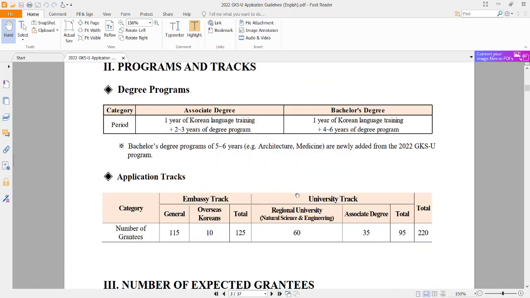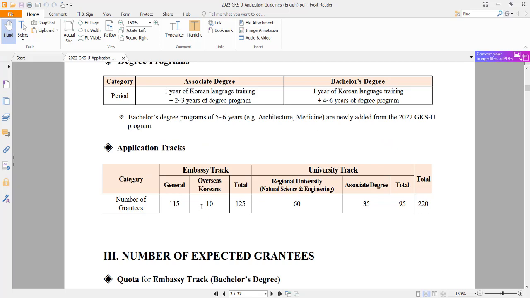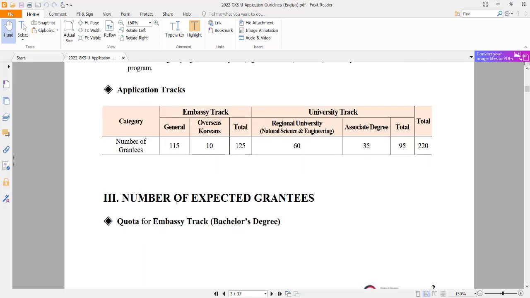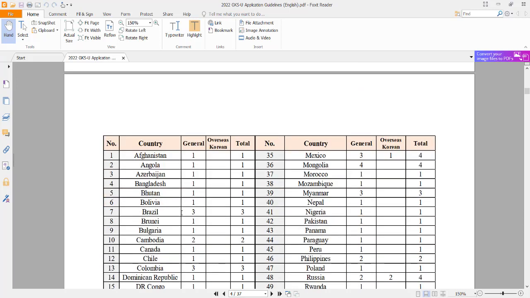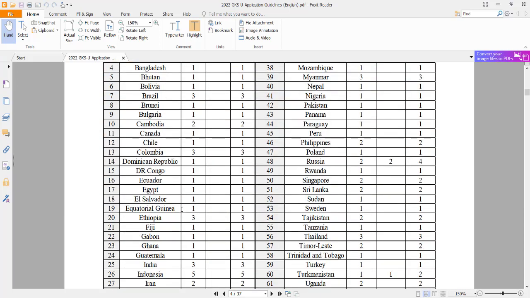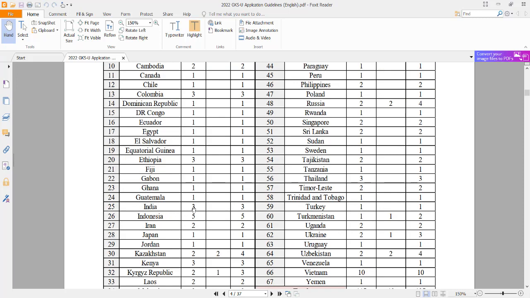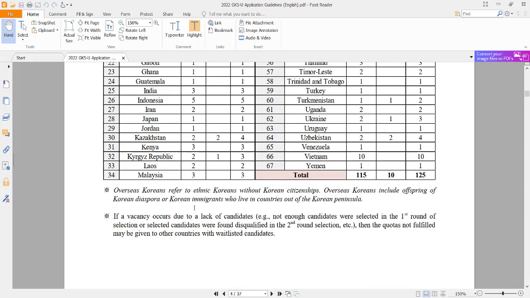So let's move ahead. As you can see, there are a number of quotas which is fixed, and it's country wise. Suppose I'm from India, so if you talk about India, then they have 3 quotas for embassy track and similarly 3 quotas for university track.